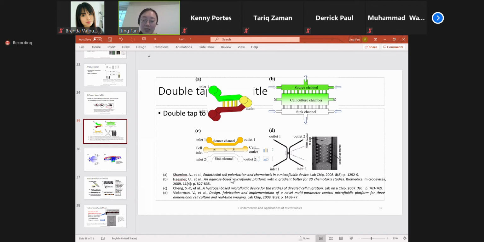And panel D has a similar structure, which also has two channels as the source and sink. And in between, the zoomed-in image shows that there is the middle chamber, which is actually filled with collagen gel, which is another very common hydrogel used for cell culture.